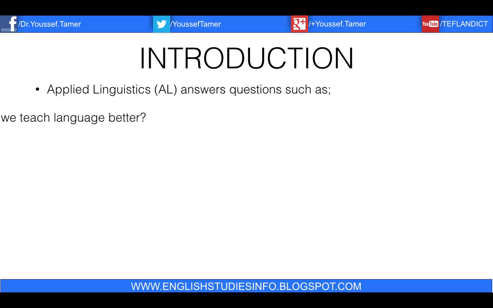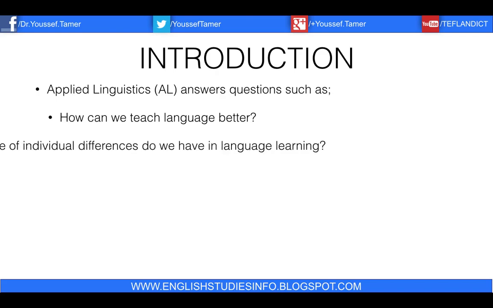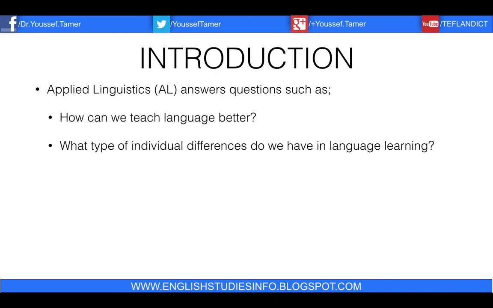And the questions that applied linguistics tries to answer are as follows. You can take notes of this, okay? How can we teach language better? What type of individual differences do we have in language learning?